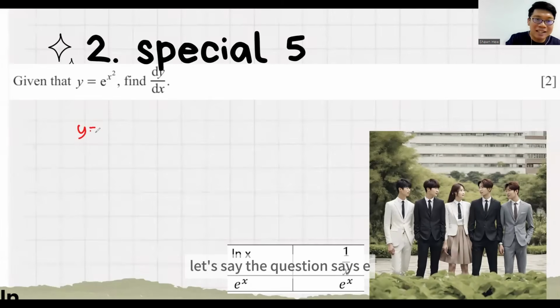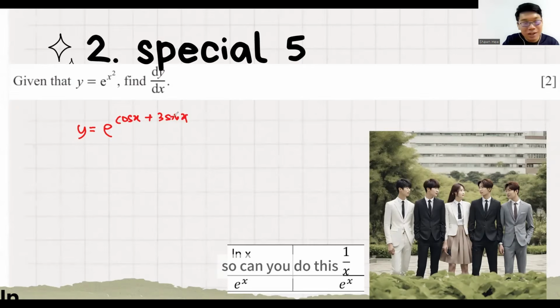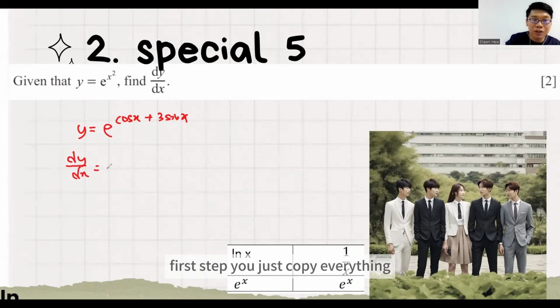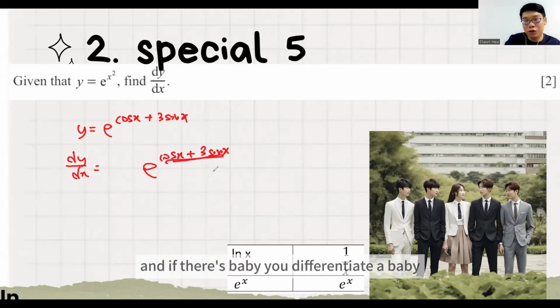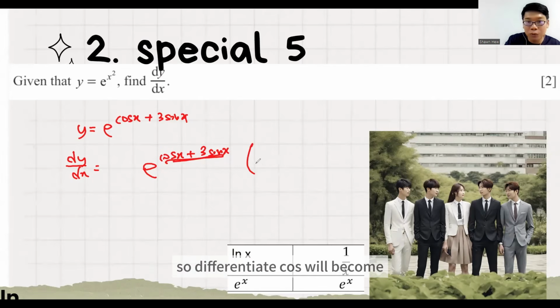Okay, I'll give you guys one more question. Let's say the question says e power cos x plus 3 sine x. Okay, so can you do this? It's still the same. When you see e, your dy/dx, first step, you just copy everything. And then if there's a baby, you differentiate the baby. So differentiating cos becomes negative sine. Differentiating plus 3 sine x is plus 3 cos x.